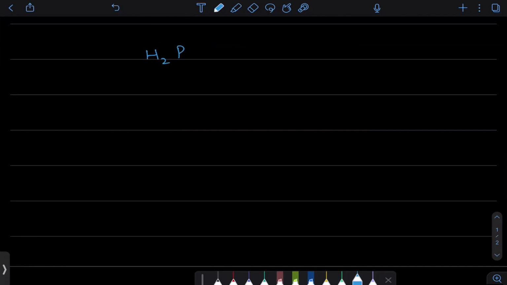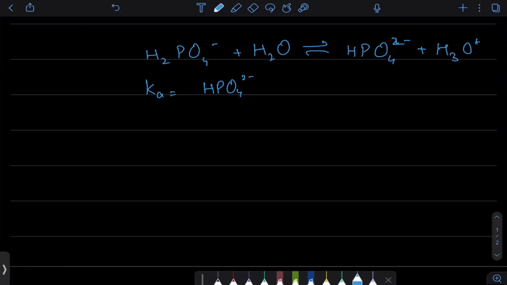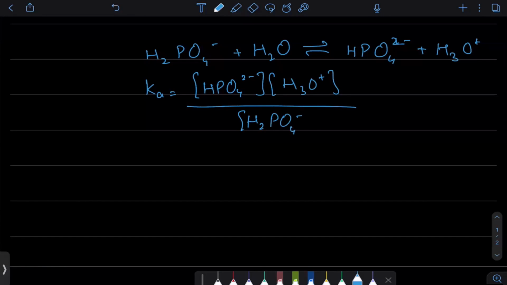This is H2PO4 minus plus H2O, and this is going to form HPO4 2 minus plus H3O positive. Okay, so the Ka in this case, I'm going to assume water's concentration to be constant because it is very high. It's going to be HPO4 2 minus times H3O positive divided by H2PO4 minus. I'm assuming water to be really high. And this is a buffer solution. The Ka unit would be, this cancels to this, so just mole per dm.